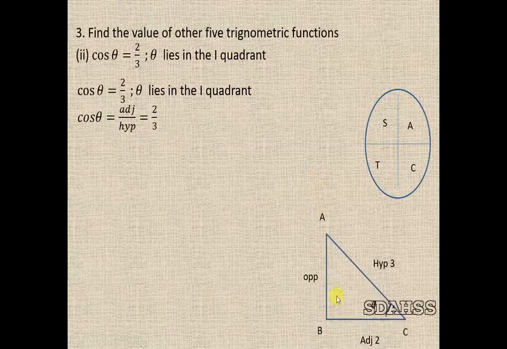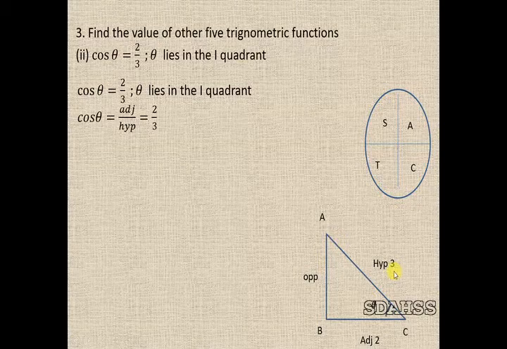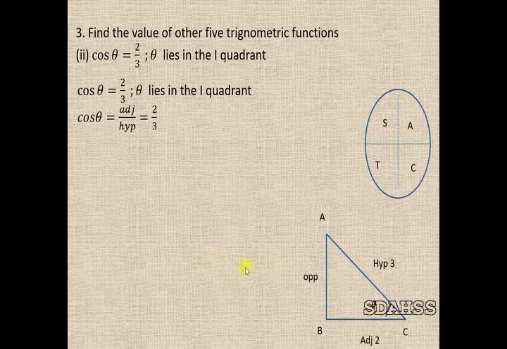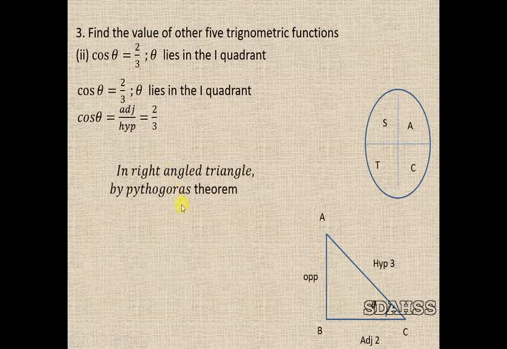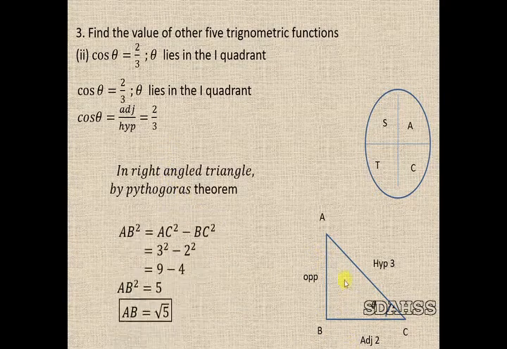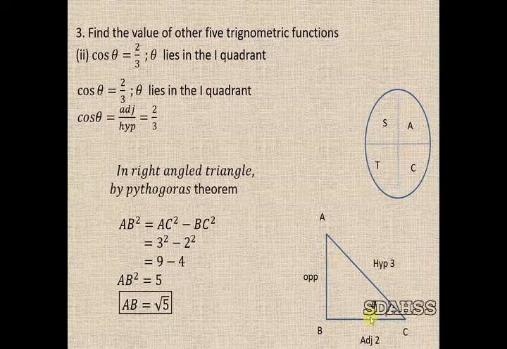Consider a right angle triangle. AC is the hypotenuse side, AB is the opposite side, BC is the adjacent side. Then we want to find AB, the opposite side. For that you have to use Pythagoras theorem. In Pythagoras theorem, AB square is equal to AC square minus BC square.